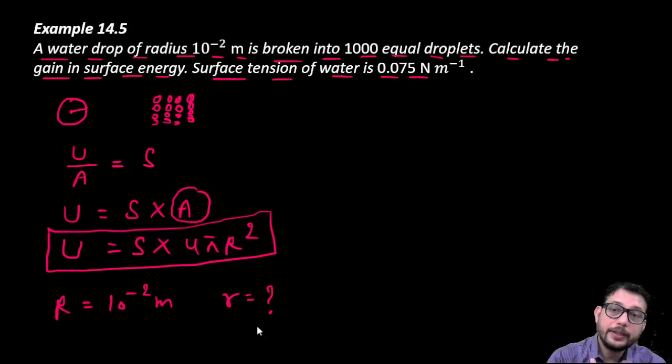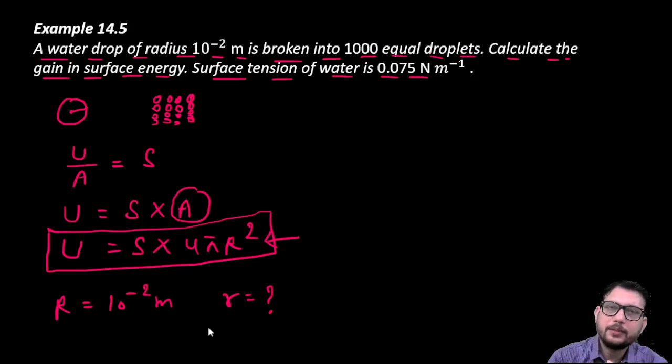So firstly, how can we calculate, because we are in need of 4 pi r square like this. Until we know the value of small r, how can we calculate the capital U, or the energy of the small drops? So firstly, we have to calculate the value of small r. How can we calculate it? The question is so simple.